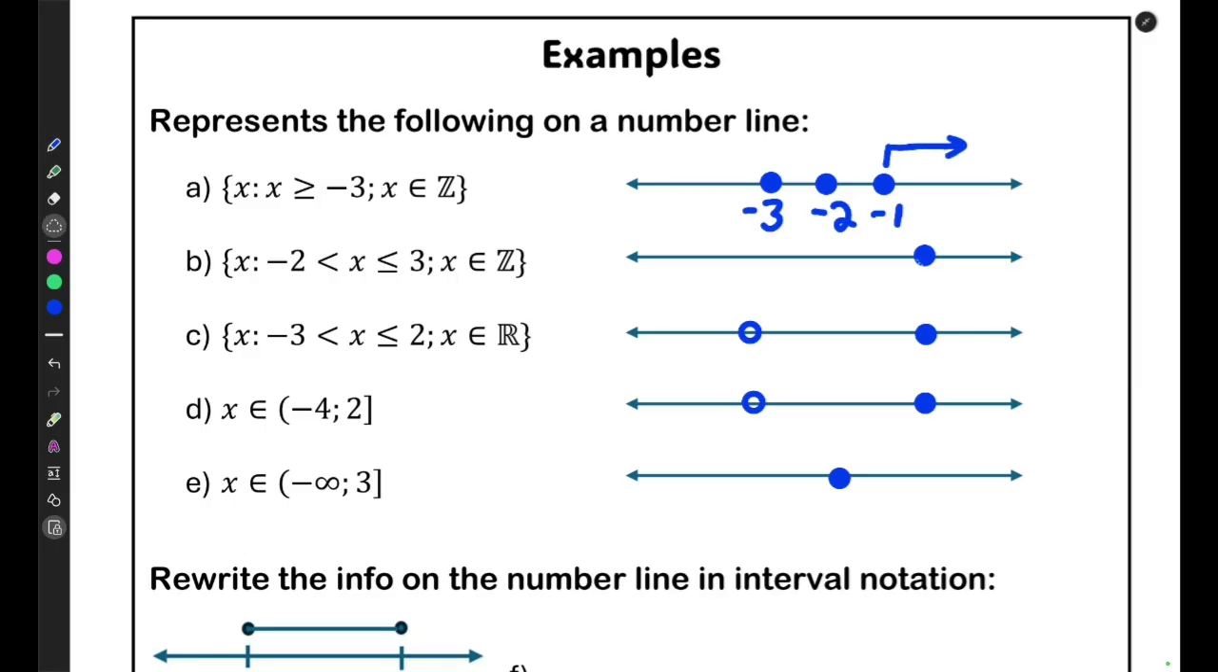Question B, again, I need to paste a few extra dots. Very important with this one, -2 is not included. So my first dot's actually on -1, 0, 1, 2, 3. And for that, I will get full marks. Let me just erase the previous question so you can just see that is all I need to do. There's no arrows. It's just those dots.